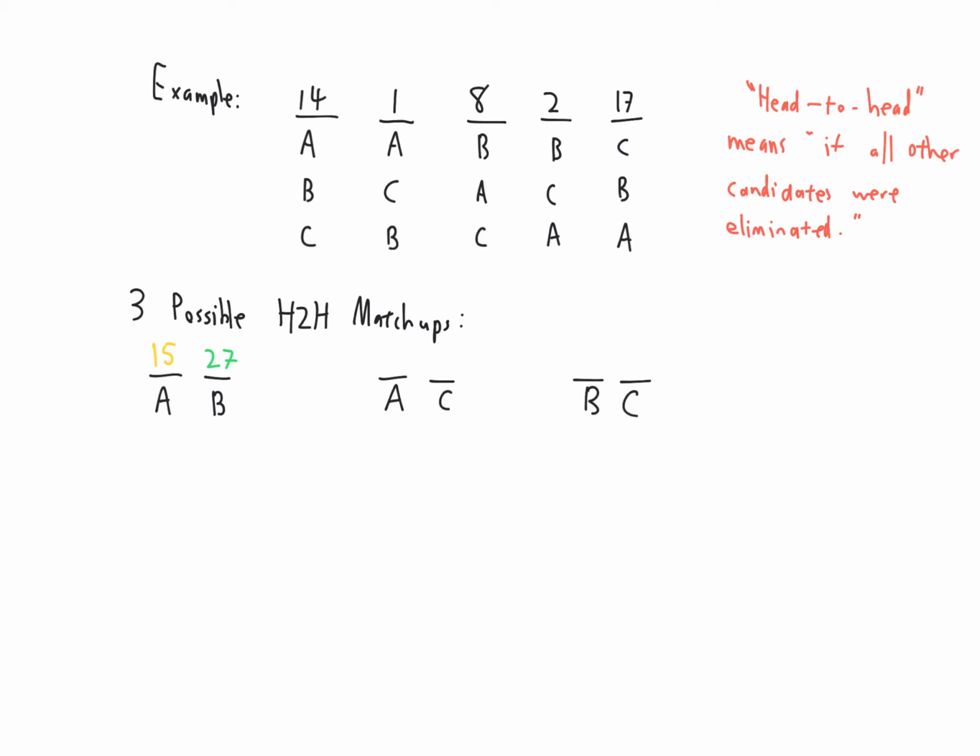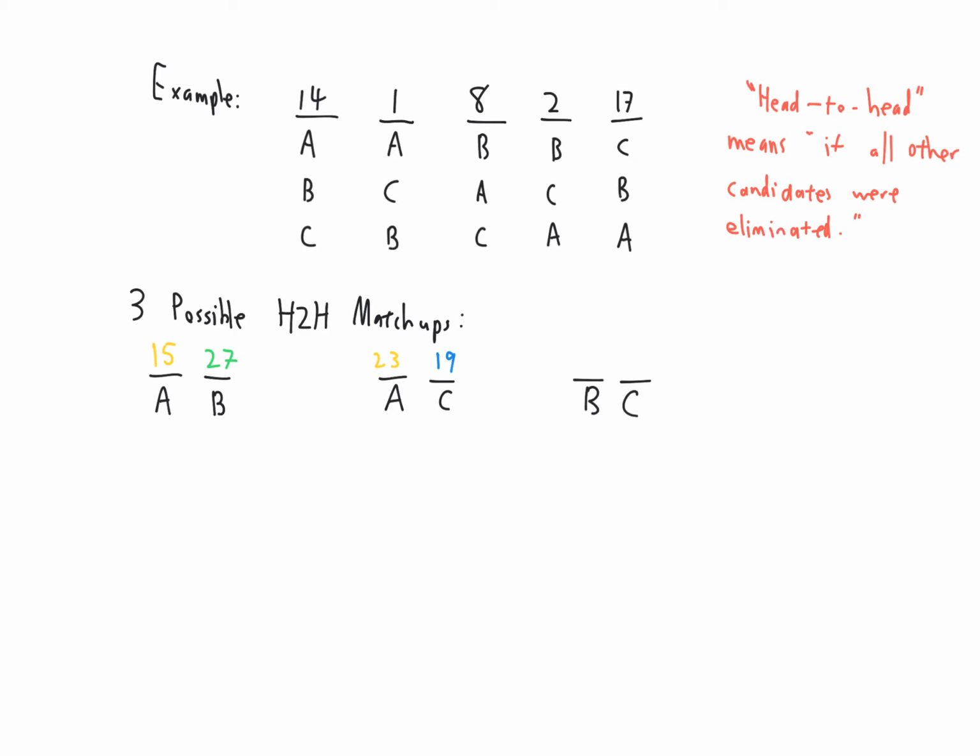Now let's do the same thing for A versus C. We're going to eliminate candidate B, and we'll see which of the remaining two candidates is ahead, A or C, in each column. In each of the first three columns, A is ahead of C. I'll highlight those in yellow. And in the last two columns, C is ahead of A. I'll highlight those in blue. Tallying up the columns where A is ahead, we get 23 for A. Tallying up the columns where C is ahead, we get 19 for C.